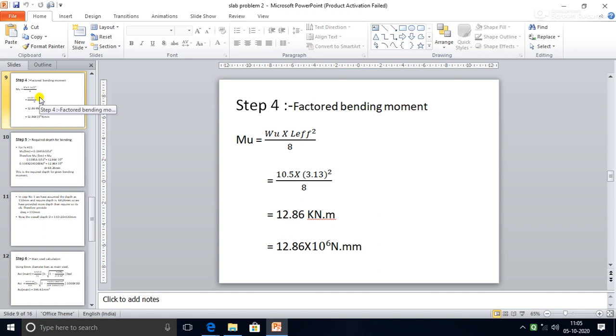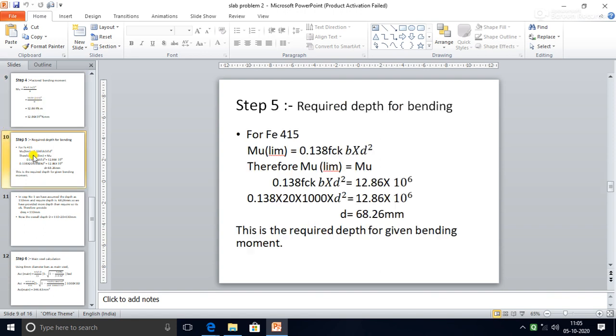This is the ultimate bending moment acting on the slab, and this bending moment we have to consider for the calculation of required depth, because depth is the only criteria to resist the bending moment. So it is very important. The fifth step is the required depth for bending moment. For Fe415, Mu limiting value is 0.138 fck bd square. Therefore Mu limiting is equal to Mu.